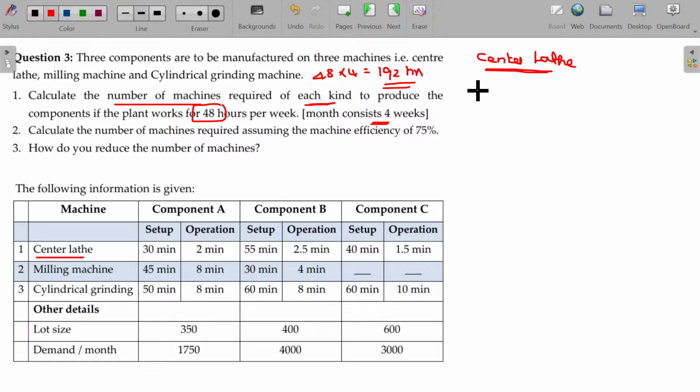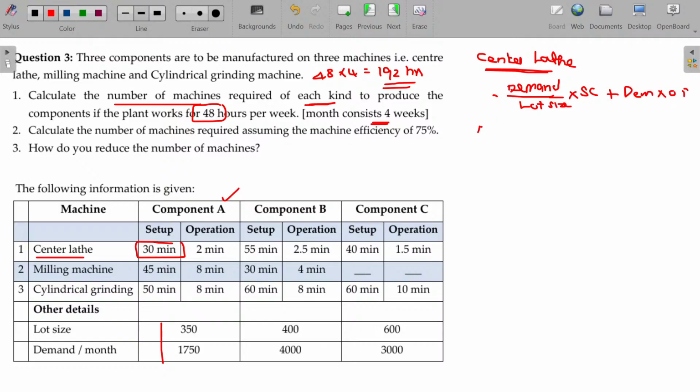Now, center lathe for component A. For component A, setup 30 minutes. Number of setups being, how do I calculate? Demand by lot size. Lot size is nothing but batch size, into setup time, plus operation time into number of units, or demand into number of units means operating time. That's how we can get the answer.